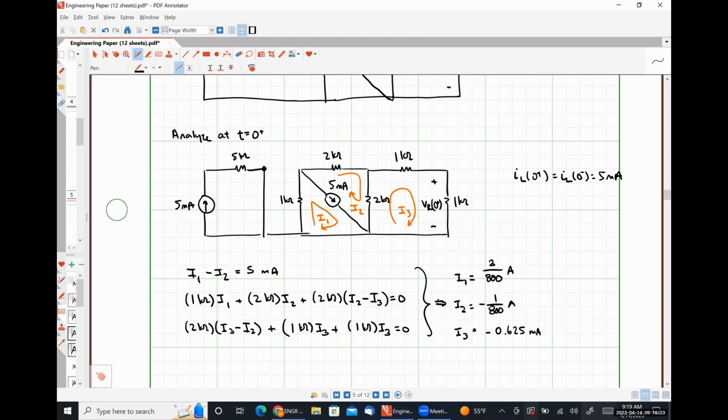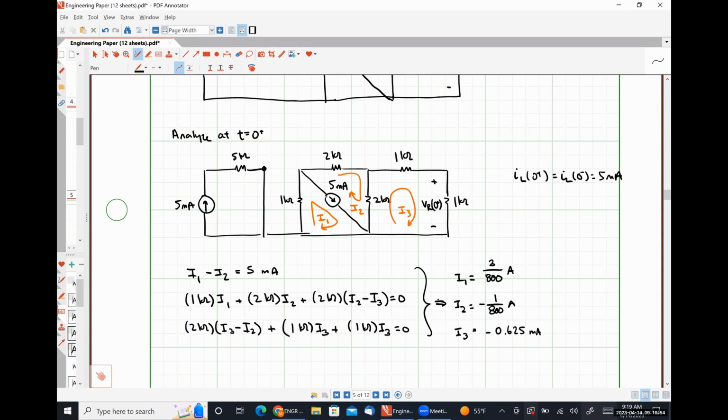For whatever reason, my calculator didn't give me that last one in a fraction. It gave me -0.000625, which I know to be 0.625 milliamps. Because I put in my currents, so this current in milliamps was 0.005 amps. And because I put in all of my resistor values in ohms, I knew that the mesh was going to give me answers in amps.